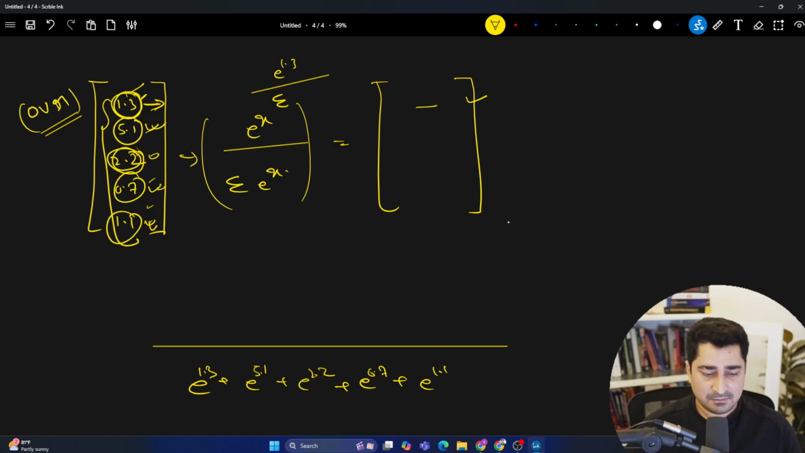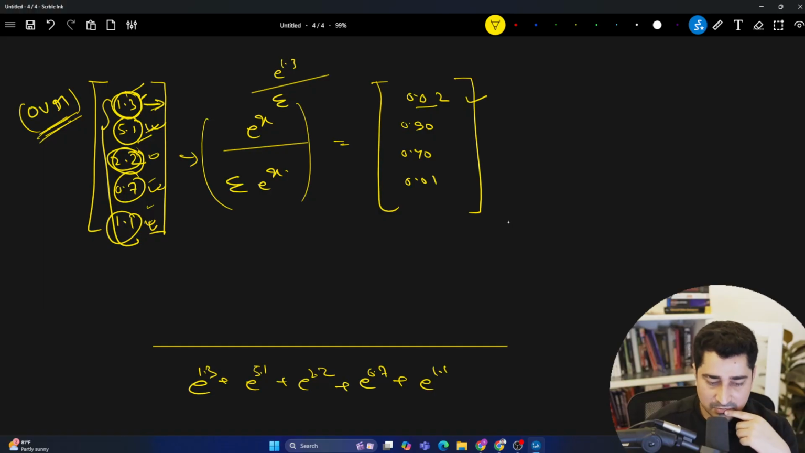Calculate it. This is called OVR, one versus rest, meaning we are trying to find the probability of one with respect to the others, and then the same thing for the next one, and so on. So Deepak is saying for 1.3 it is 0.02, for 5.1 it is 0.90, for 2.2 it is 0.04, for 0.7 it is 0.01, and for 1.1 it is 0.01. Who is having the highest probability, guys, out of this?